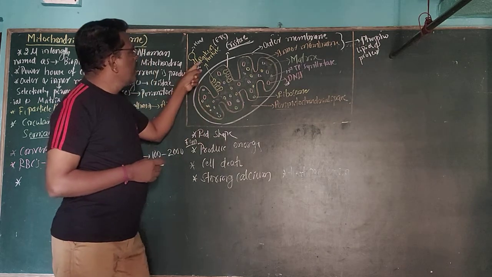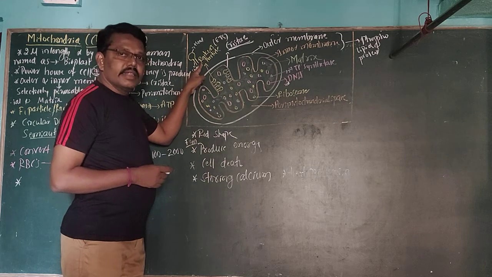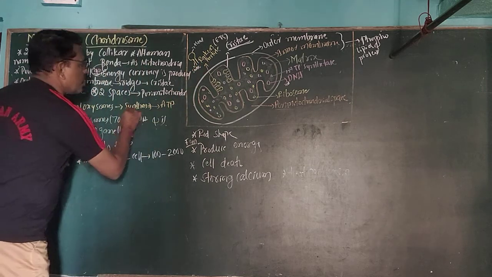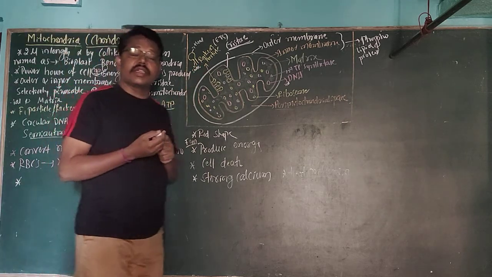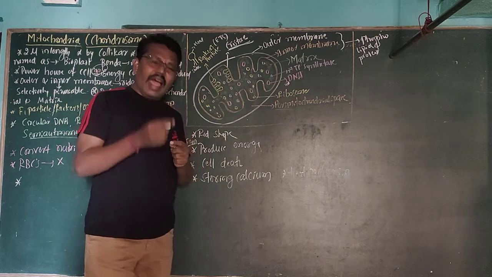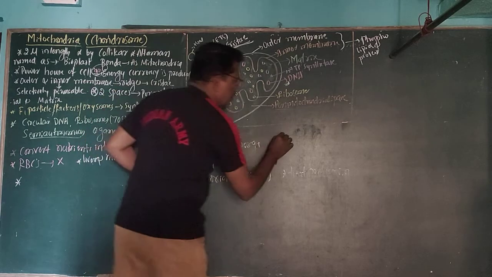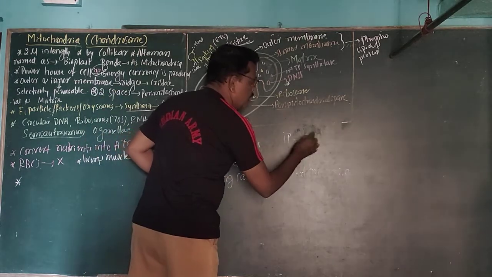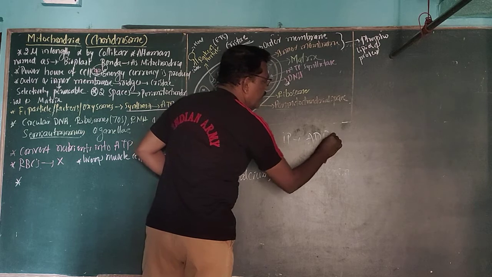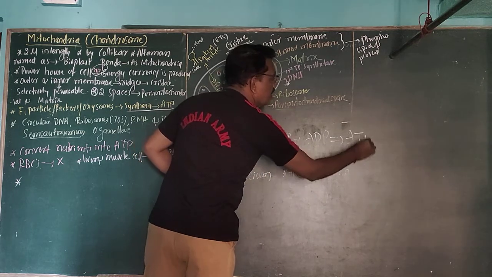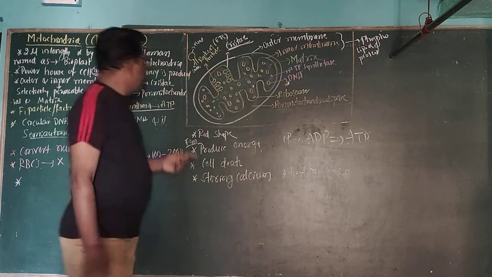Racker's particles help in the synthesis of ATP. How do they synthesize it? They add inorganic phosphate to ADP, and then they produce adenosine triphosphate.